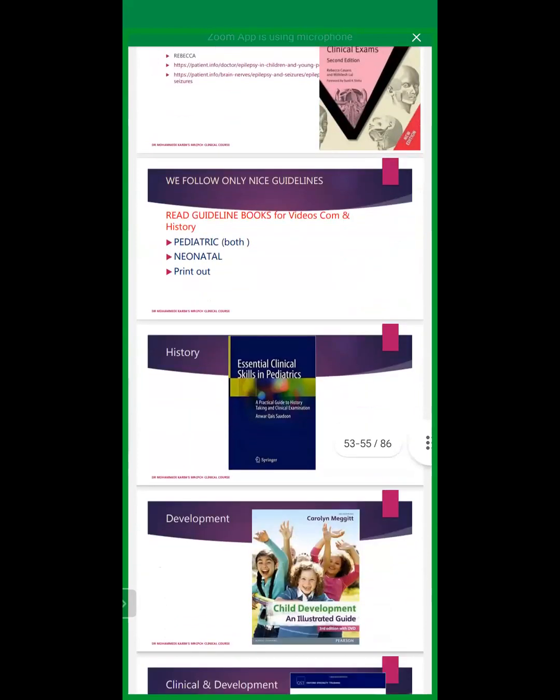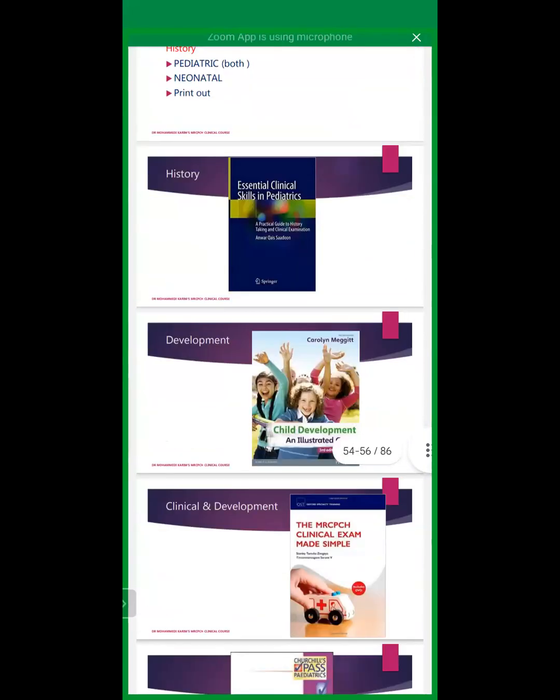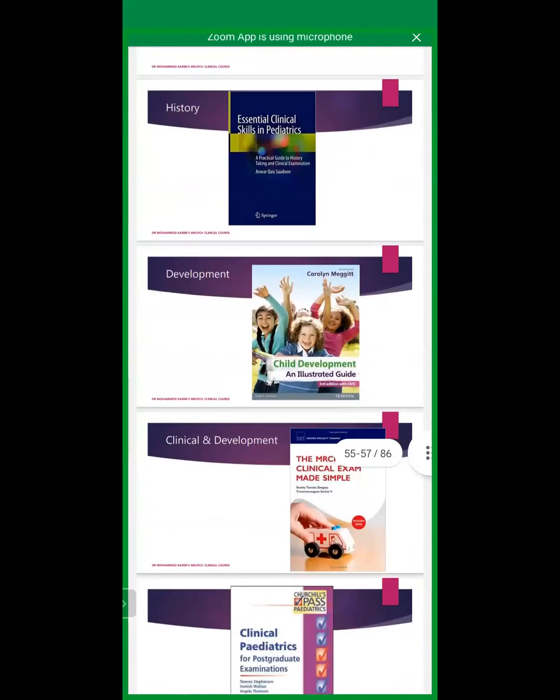And this is my favorite book for history taking, Essential Clinical Skills in Pediatrics, and Khidr sheet also. Okay, Khidr for history is very good. So development, also Khidr I like because that's what I study from. Dr. Muntasir also has good books. I'm not going to say that because both of them are pretty nice people. They made really nice notes. But this book has been recommended, this Child Development, an Illustrated Guide by Carolyn Meggitt by the RCPCH. I don't have this book, but I've seen it on Google. It's a nice illustrated book.